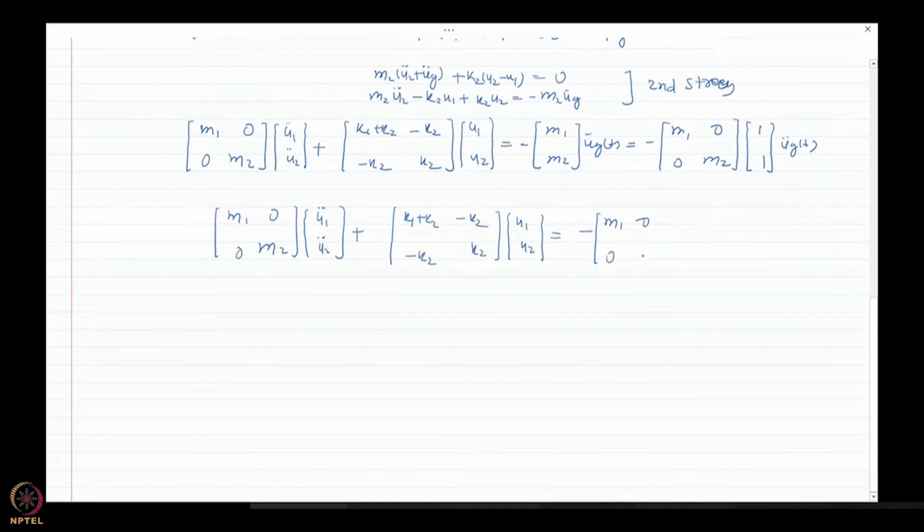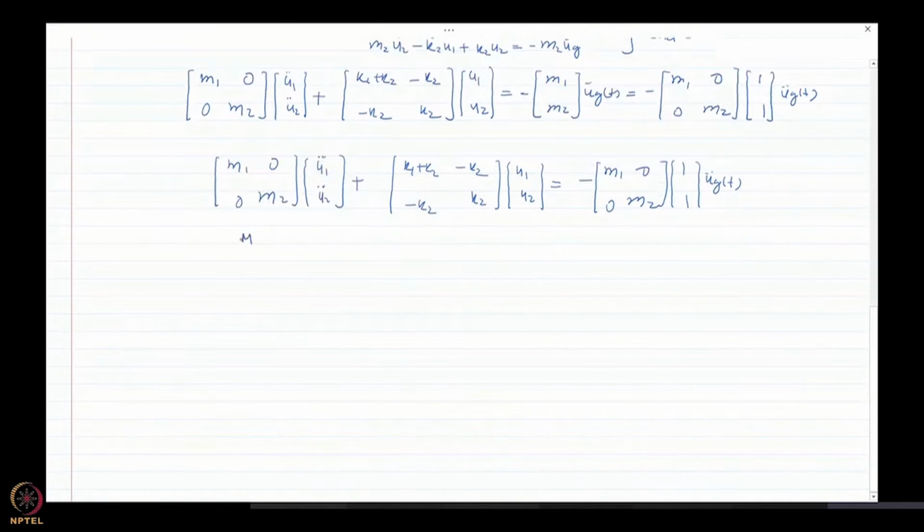So like we did for a single degree of freedom system, we can generalize the same equation for a multi-degree of freedom system as well, where this is the mass matrix m times the acceleration vector u double dot, plus the stiffness matrix k times the displacement vector u, and this is equal to minus the mass matrix m, and then the influence vector L, and then ugt. This is the equation of motion for a multi-degree of freedom system.